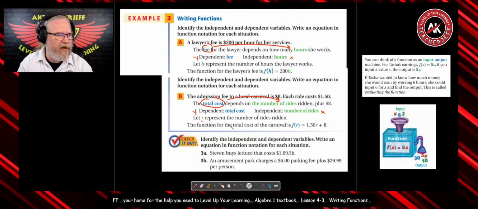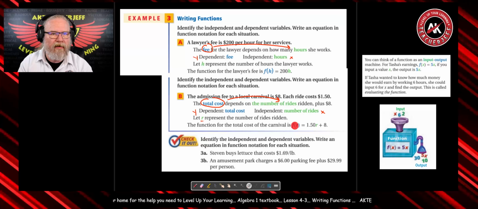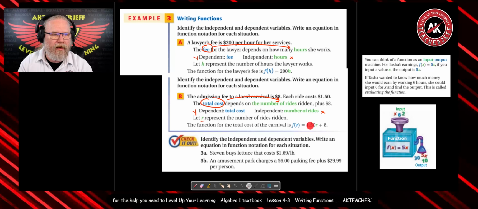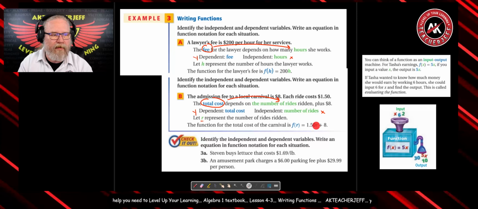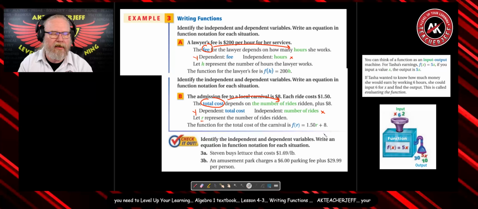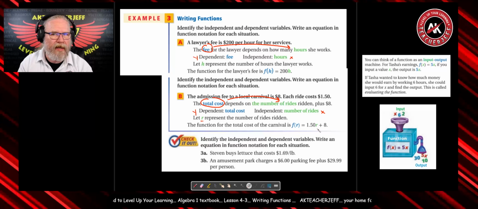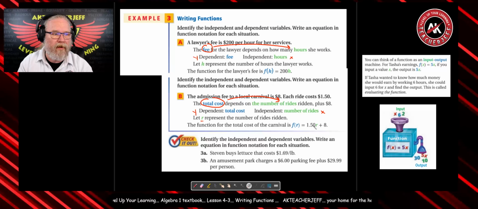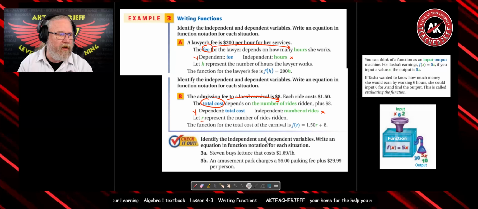And therefore the function for the total cost of the carnival is the function of r, the function of the number of rides that we ride, is equal to 1.5 times r. R is the number of rides, so $1.50 per ride plus the $8 it costs to get in. So it's a little bit of a preview of later on whenever we get into linear functions, and this is going to be what's known as y equals mx plus b, but that's a little ways down the road.